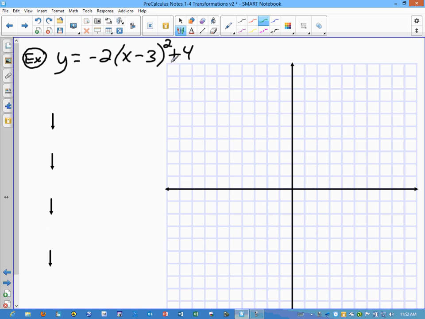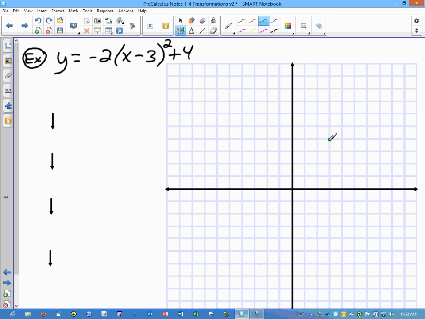So if x is 3, the inside would be 0, so 3 is the x value of my vertex. And then the plus 4, adding anything on the outside, is simply going to move the graph up 4 units, so that vertex, instead of being at the origin, the first shift here moves it 3 units to the right, and then the next shift here moves it 4 units up, which means my vertex is going to be right there. So I can put my point there and that determines where my vertex is. Next, I would look at, am I opening upwards or am I opening downwards? And the negative sign means I'm going to open downwards. And then the 2 is going to tell me the shape.